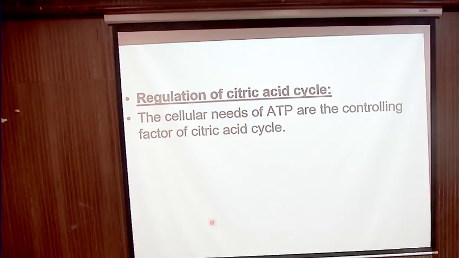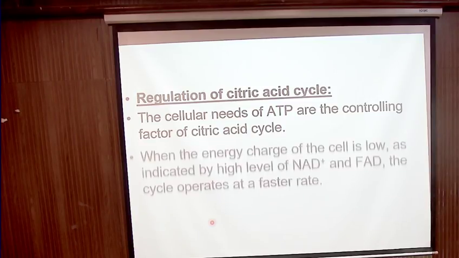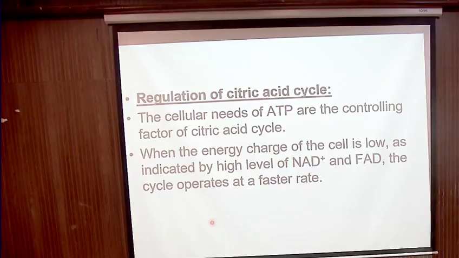First and foremost, how is it regulated? The same as glycolysis: the need for ATP. That's the central piece. Do we need more ATP or not? That will be the controlling factor of the TCA cycle. Now, when the energy charge of the cell is low, as indicated by high levels of NAD or FAD, the cycle operates at a faster rate, converting them to NADH and FADH, which enter oxidative phosphorylation and produce more ATP, and the cell gets enough energy.